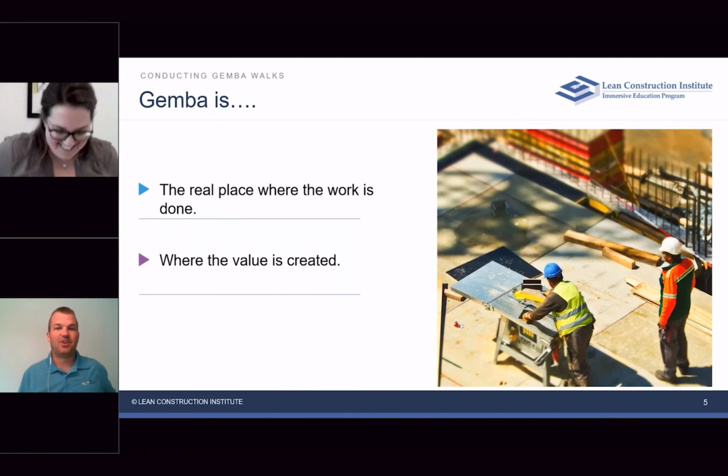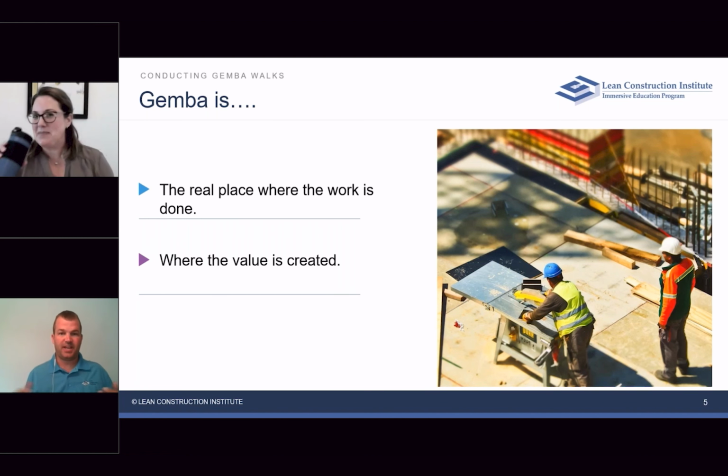All right, so before we really get into talking about Gemba Walks, we want to really get at what the definition of Gemba is. It's a Japanese word. You don't need to use this, but the word itself. Gemba is the place where the work is done. That's where the stuff happens on site. So when you go out and you look, this is where the nails get pounded into wood and the concrete gets poured.